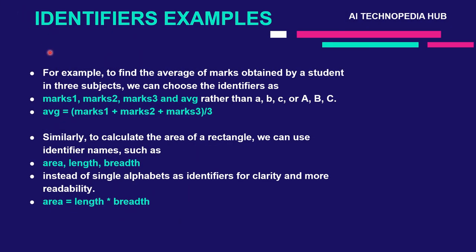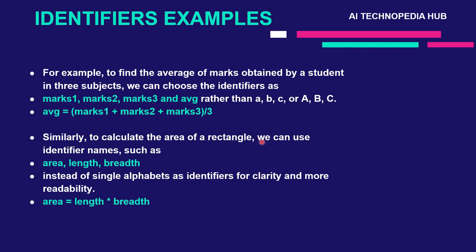Now, for example, to find the average of marks obtained by a student in three subjects, we can choose the identifiers as marks1, marks2, marks3, and average, rather than just giving a, b, c. So we should always try to give some meaningful name to the identifiers, like avg for average, equal to marks1 plus marks2 plus marks3 divided by 3.